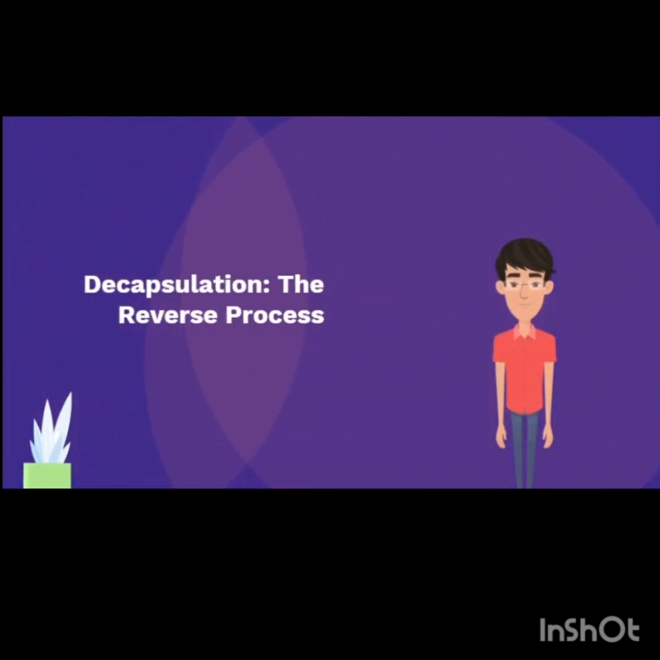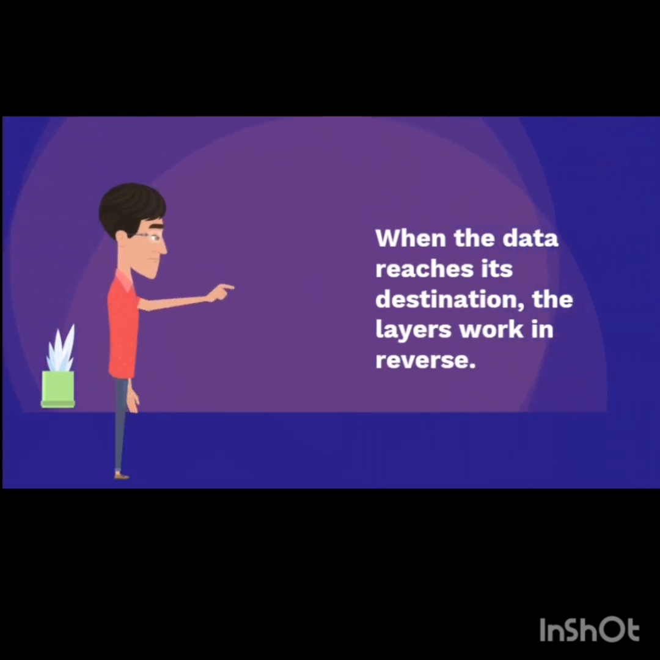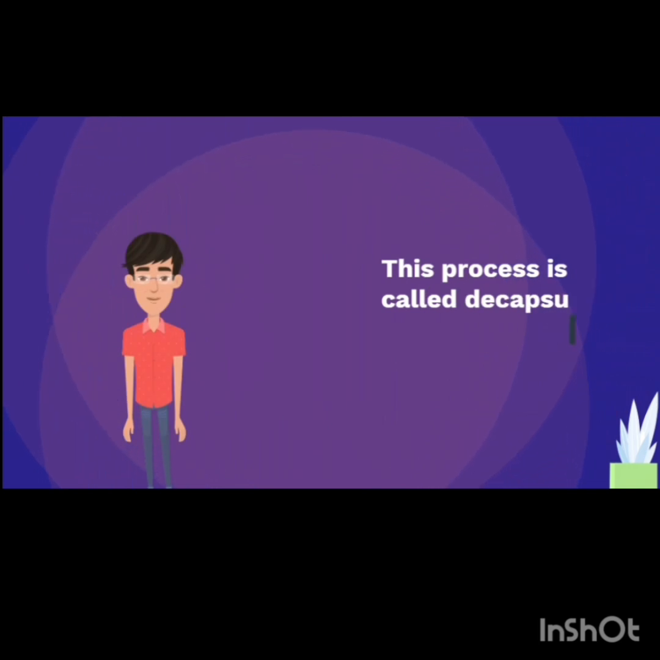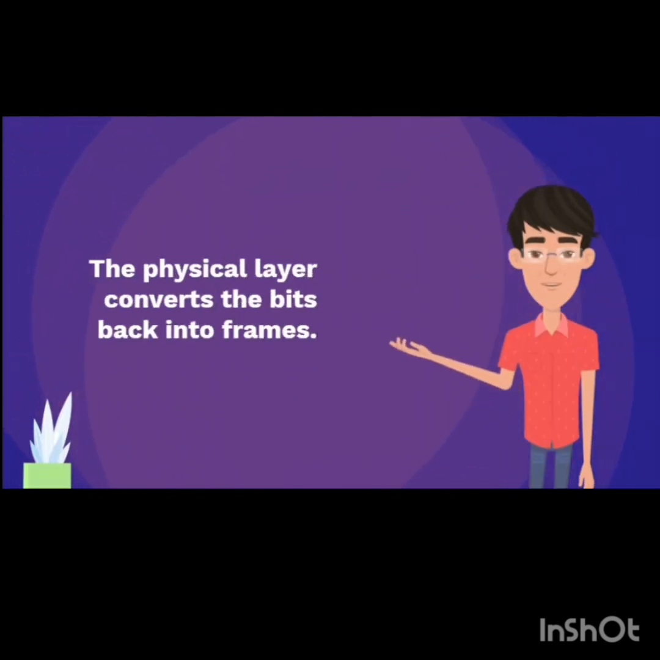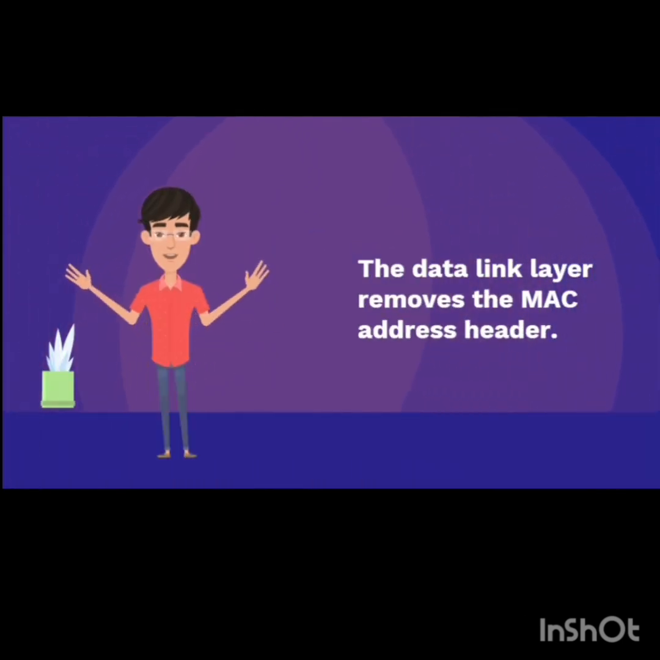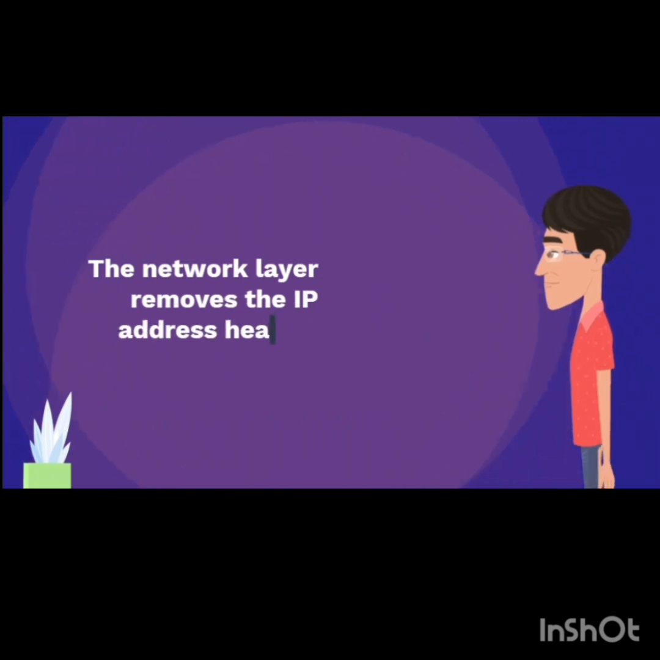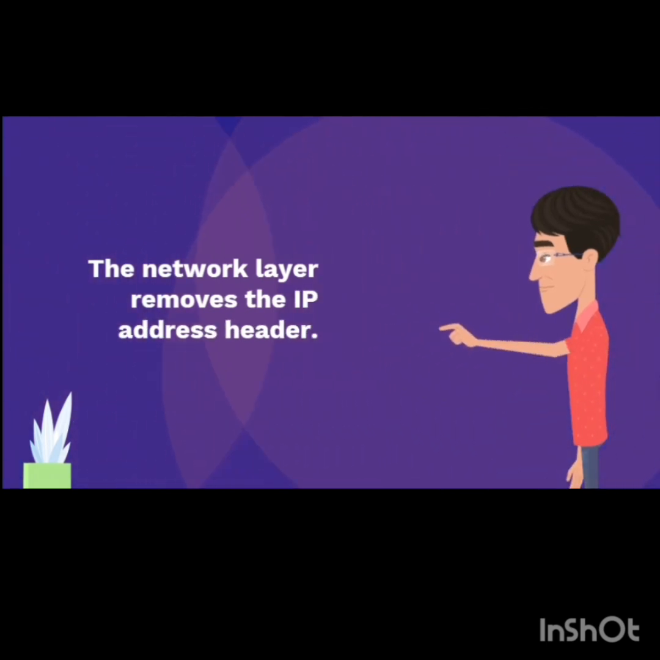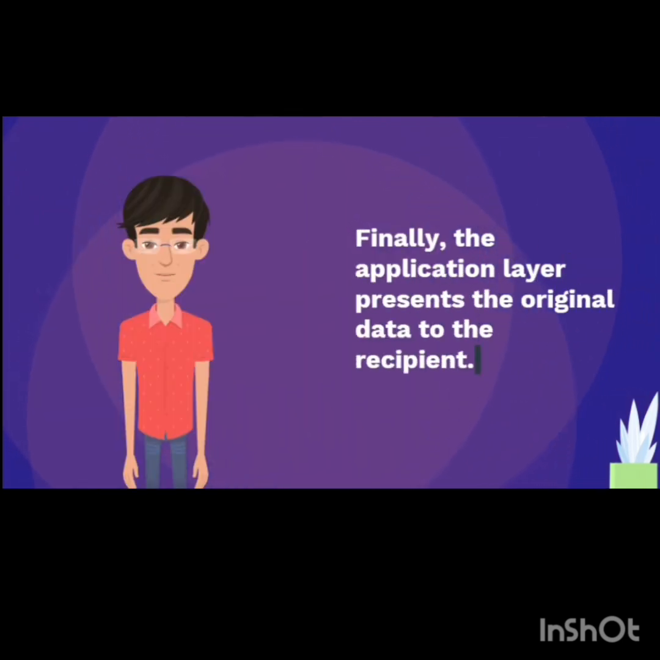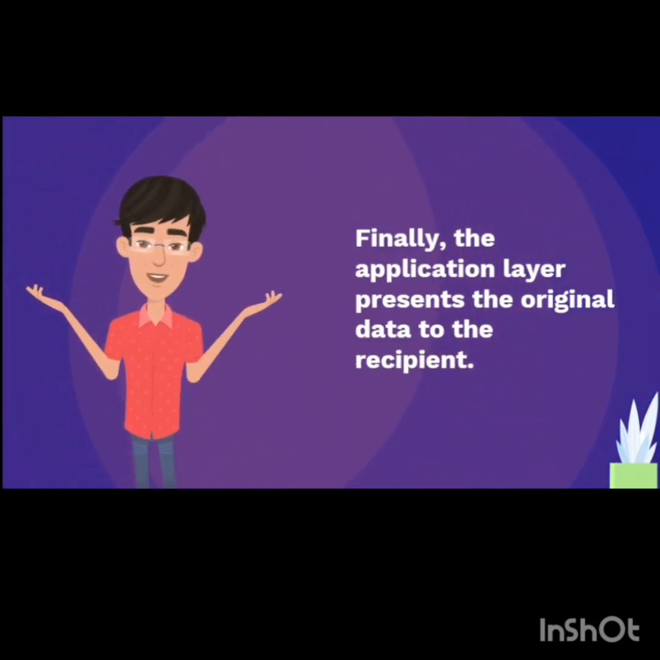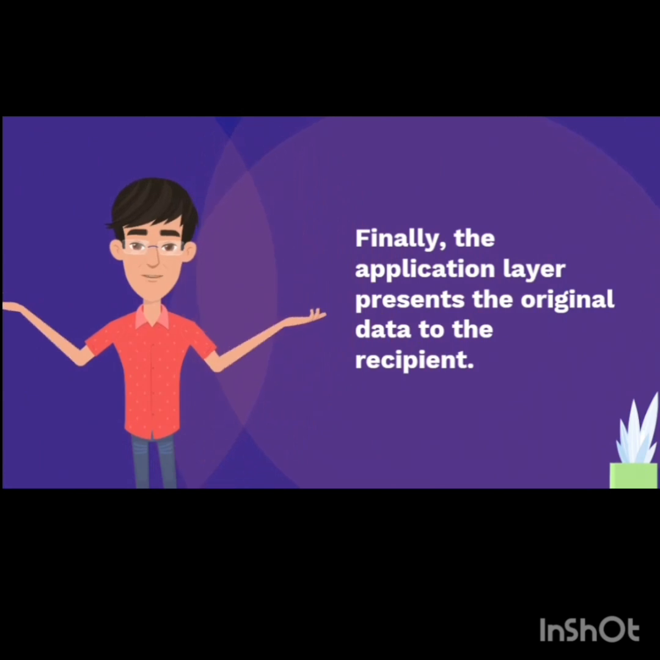Decapsulation, the reverse process. When the data reaches its destination, the layers work in reverse. This process is called decapsulation. The physical layer converts the bits back into frames. The data link layer removes the MAC address header. The network layer removes the IP address header. The transport layer reassembles the data chunks. Finally, the application layer presents the original data to the recipient.